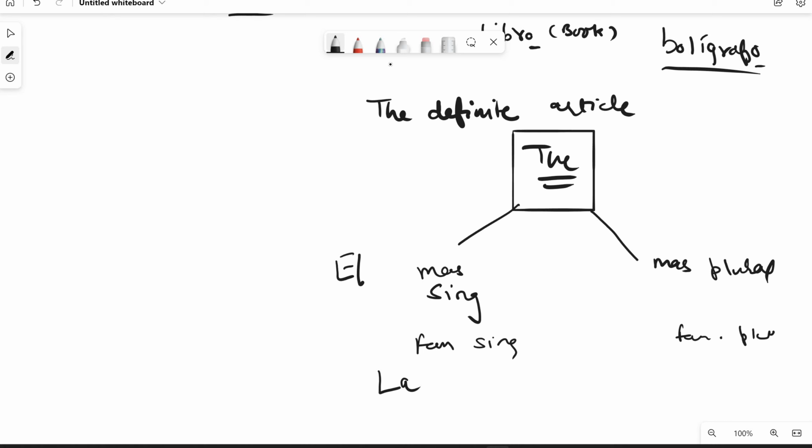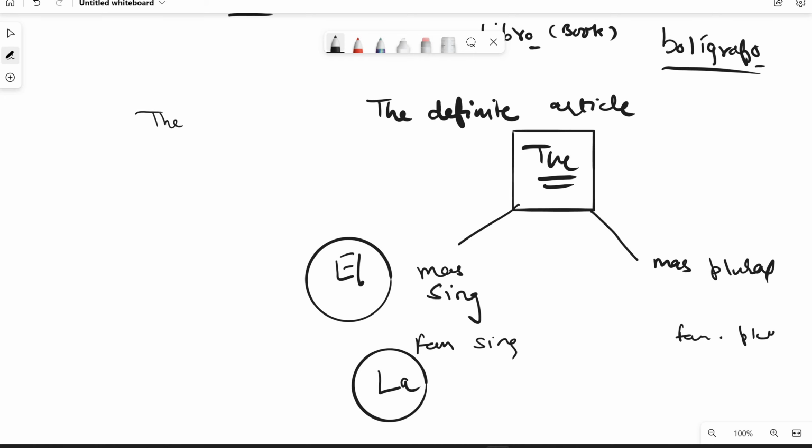Now, with Spanish nouns, you have to be careful because I told you the Spanish nouns have genders, and you have to use the definite article according to your noun. That means your definite article always agrees with the number and the gender of the noun. So if your noun is masculine, you'll have to use el. If your noun is feminine, then you'll have to use la.